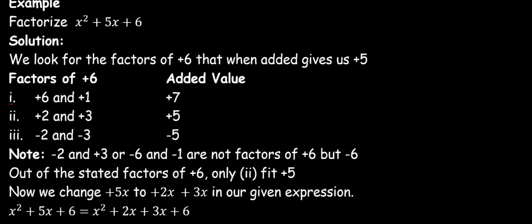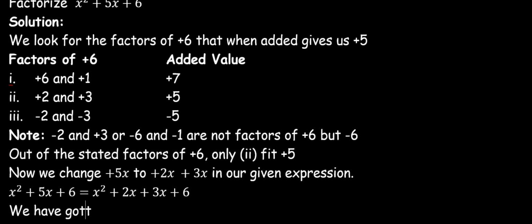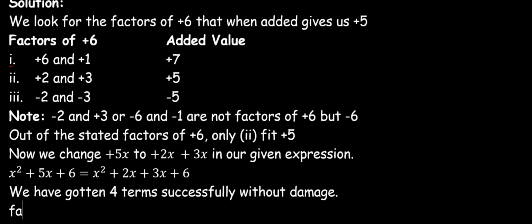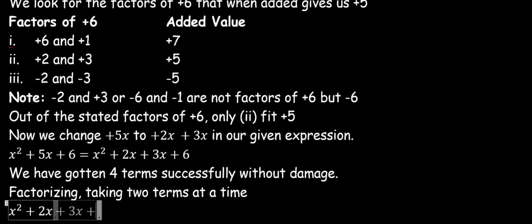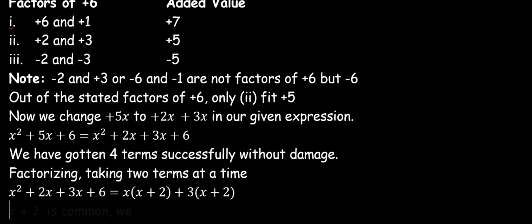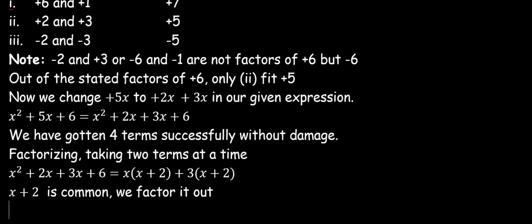We have gotten 4 terms successfully without damage. Factorizing, taking 2 terms at a time, x squared plus 2x plus 3x plus 6 will be equals to x into bracket open x plus 2 bracket close plus 3 into x plus 2 bracket close. x plus 2 is common, we factor it out, and that will give us x plus 2 bracket open and close into x plus 3.